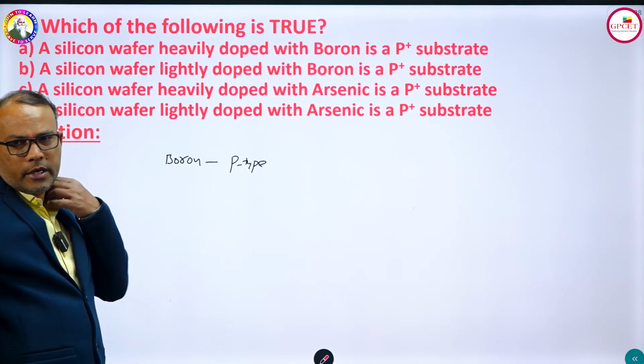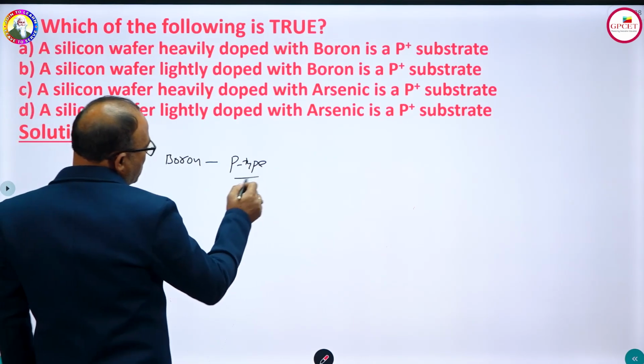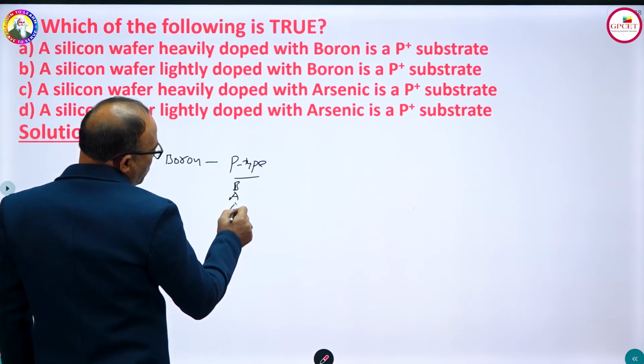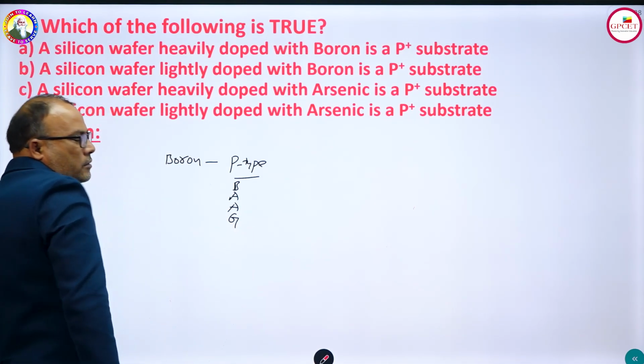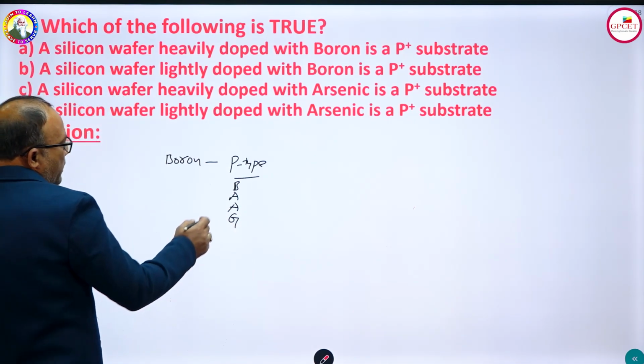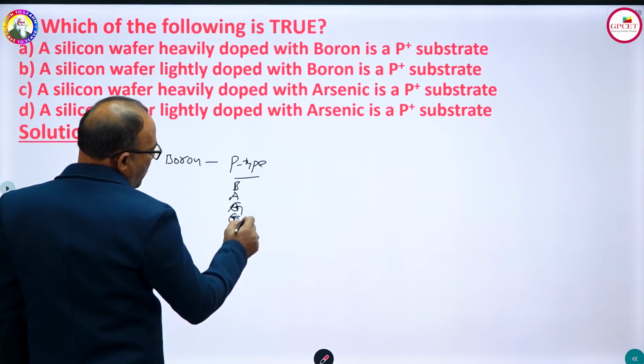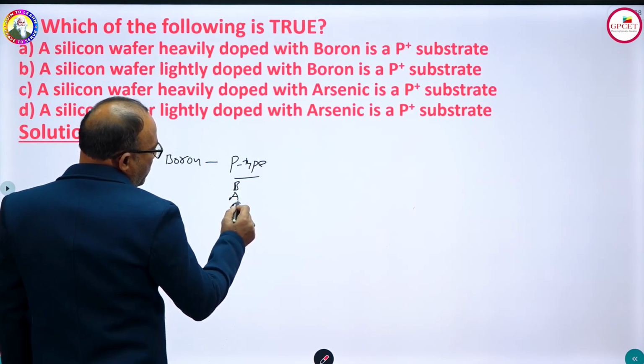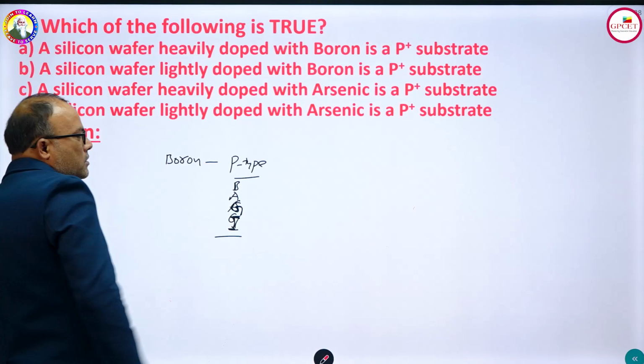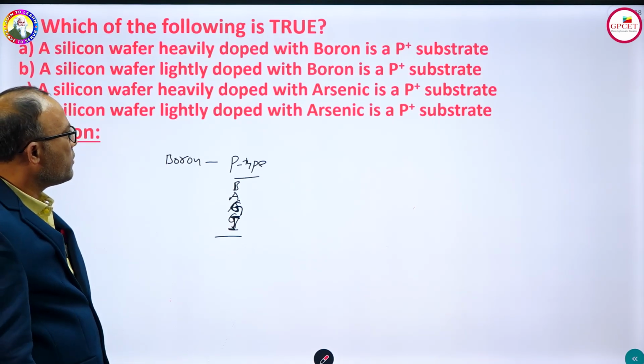Definitely it is a p-type impurity. What are p-type impurities? Boron, aluminum, gallium and indium. So these are p-type impurities. Boron is a p-type impurity.